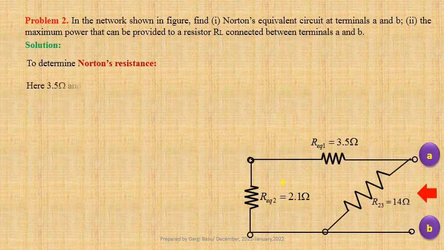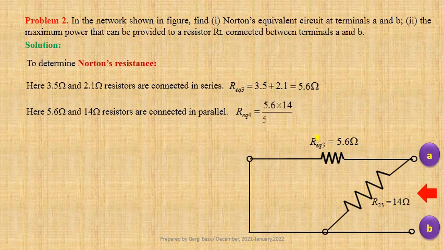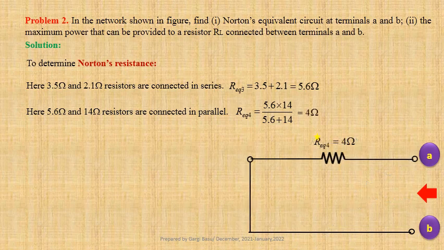Here, 3.5 ohm and 2.1 ohm resistors are connected in series. Their equivalent resistance Req3 equals 3.5 plus 2.1 equals 5.6 ohm. Here 5.6 ohm and 14 ohm resistors are connected in parallel. Their equivalent resistance Req4 equals 5.6 into 14 divided by 5.6 plus 14 equals 4 ohm. Here Req4 equals Rn, which is the Norton's resistance.